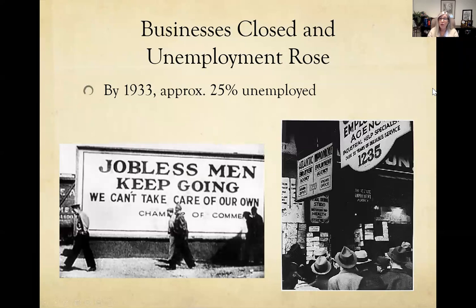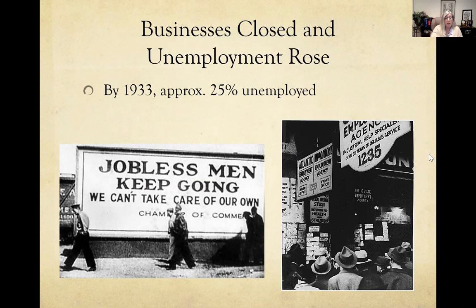So by 1933, instead of a booming economy, it's now plummeting. And we have mass unemployment. Over 25% of workers in the United States were unemployed at this point. Now, that may not sound like a lot, but I'm going to show you in comparison what we're talking about.